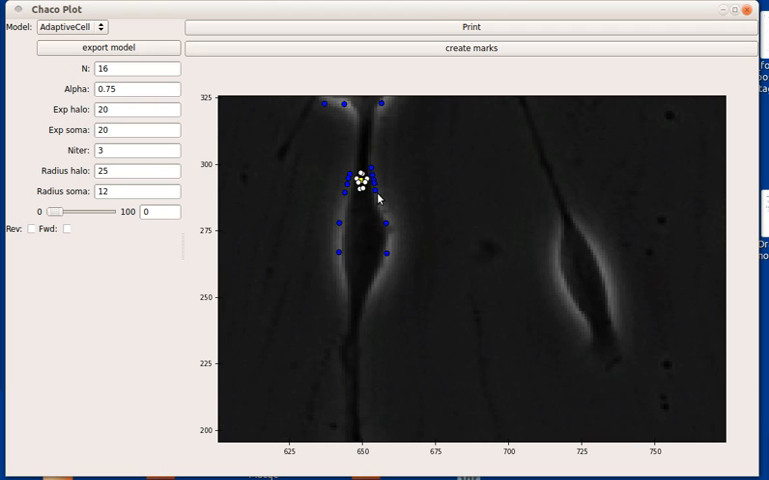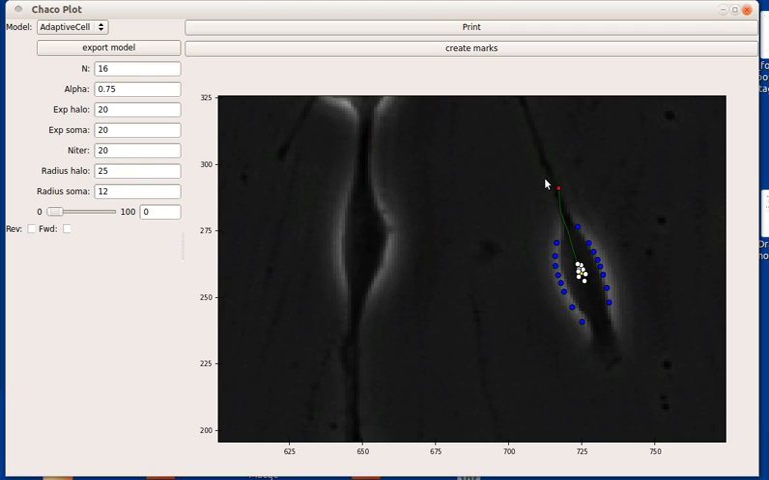Okay, as you can see, the white points corresponding to the soma are in fact contracting inside the soma itself. This is the number of iterations, and if I limit the number of iterations, sometimes the model has no time to converge toward the inside of the soma of the cell.